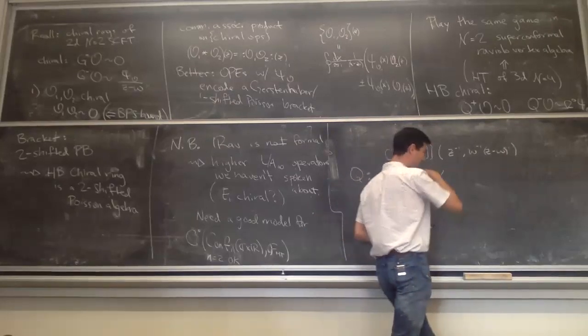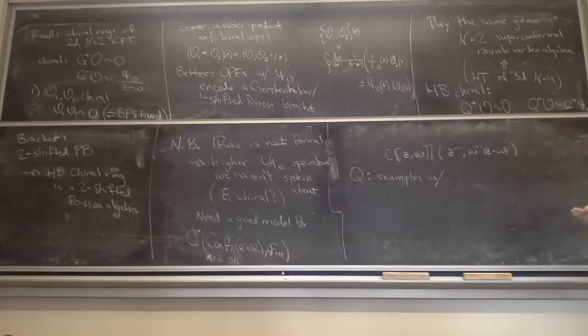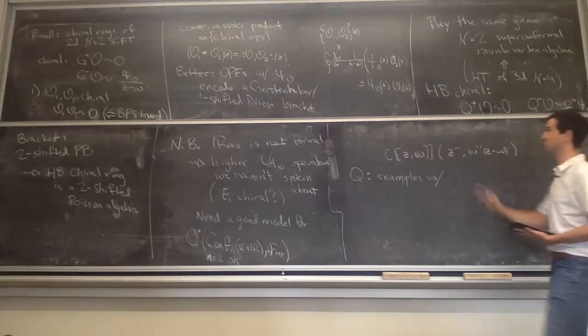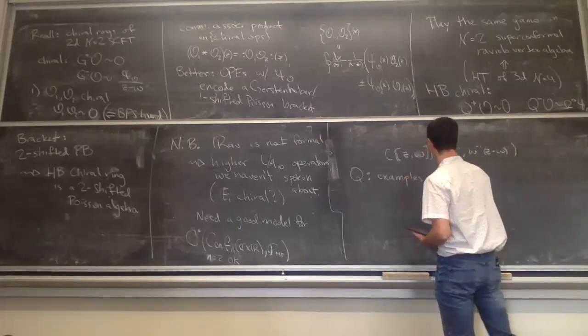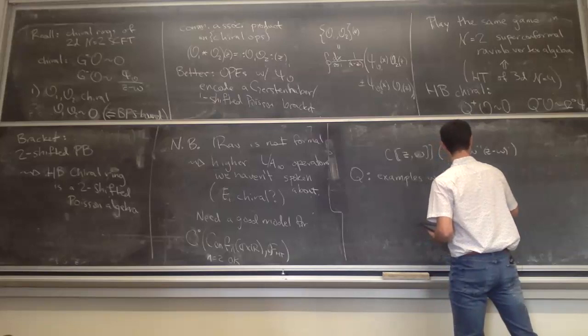I would love to have examples of these raviolo vertex algebras coming from physics, not just the sort of abstract nonsense I've been telling you about, with non-zero central charges.